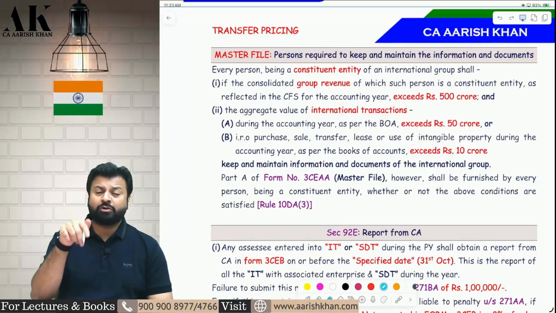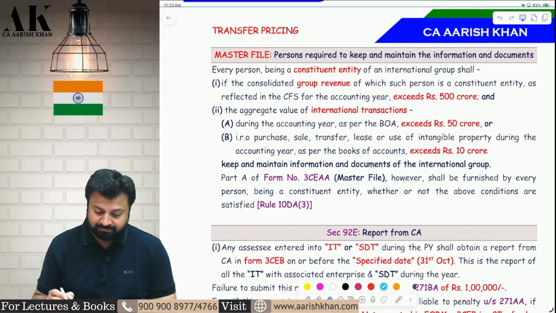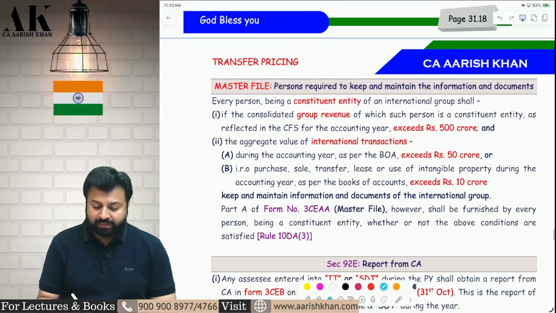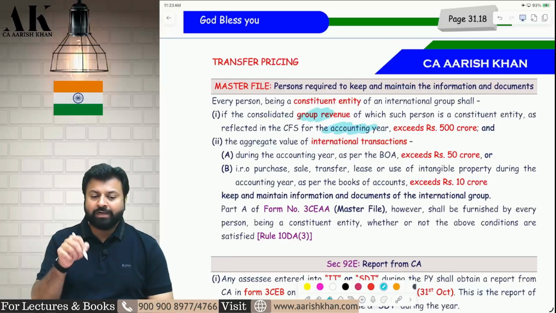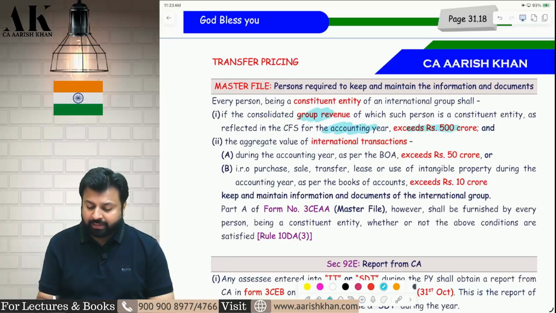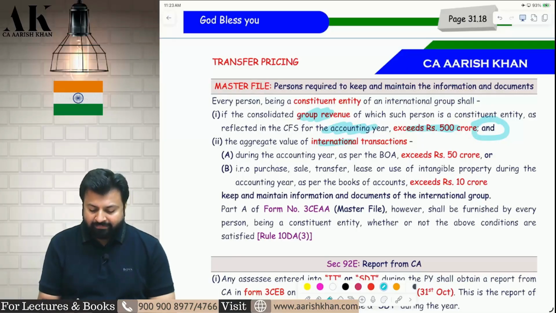Part B is applicable to those people who fulfill some conditions. So for part B, which conditions do we have to fulfill? There are two conditions. The consolidated group revenue of the current year now, not last year. In CBCR, we have to check the last year revenue. But in master file, you have to check the current year revenue. The consolidated group revenue of the current year should exceed 500 crore, and at the same time, one more condition has to be fulfilled. And the aggregate value of international transactions during the accounting year exceeds 50 crore.